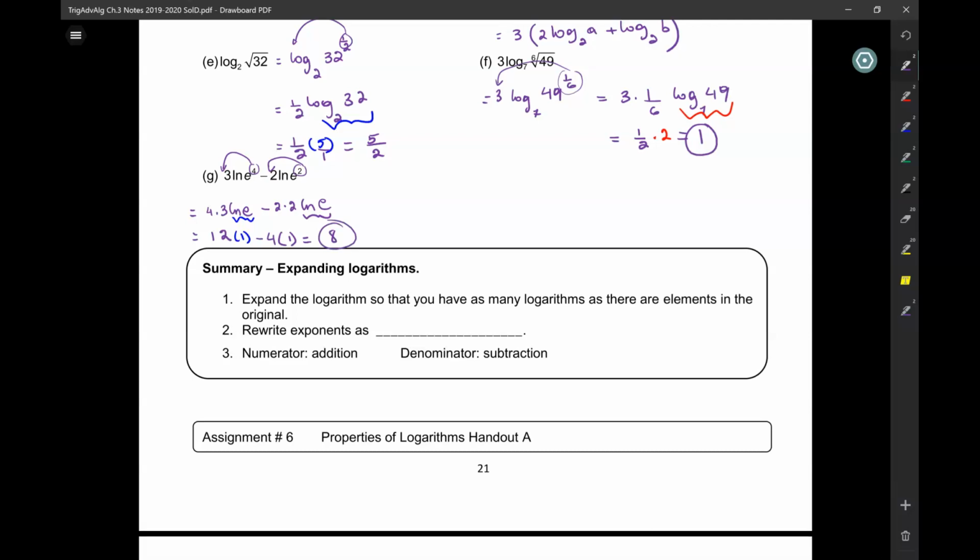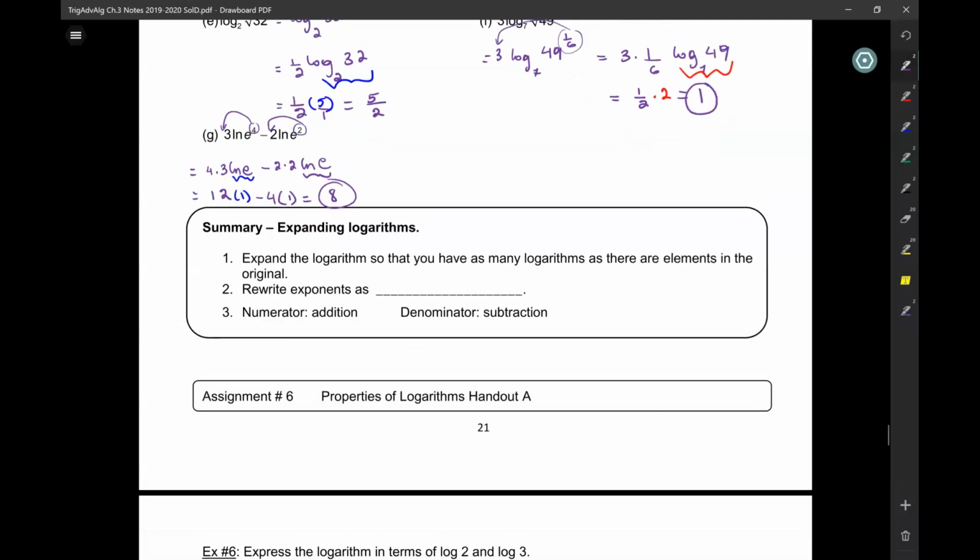Could we have done it the way we were doing it yesterday? Remember yesterday we said ln of e to the 4 is just 4. 3 times 4 is 12. Right? So 2 ways to do it. Okay, let's summarize. How do we do this business?